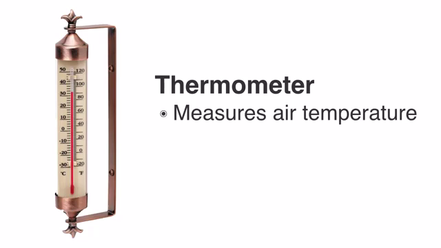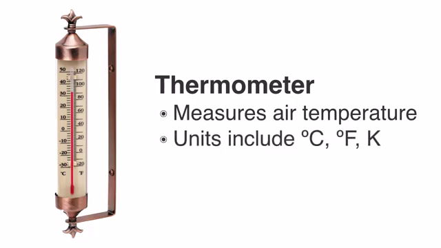Now, of course, the thermometer measures the air temperature, and it uses units such as degrees Celsius, degrees Fahrenheit, or Kelvin. Thermometers work on a very basic principle that liquids expand in higher temperatures. So it's made of a glass tube that contains some sort of liquid. It used to be mercury and is more commonly alcohol. You can see the liquid shown in red on this thermometer. As the temperature rises, the liquid expands, filling more of the tube, rising up towards the top.